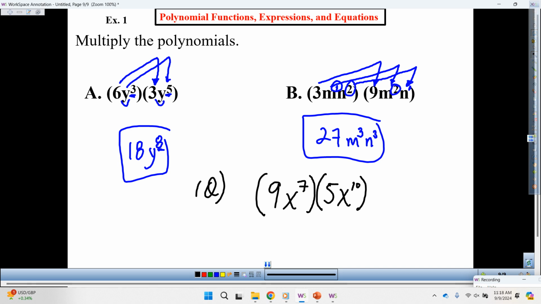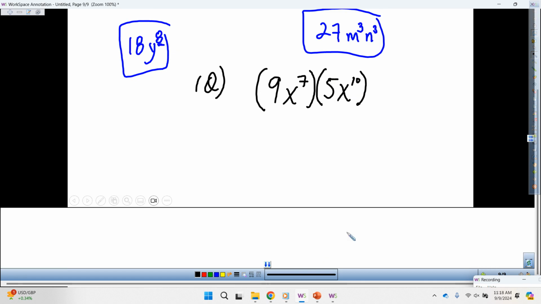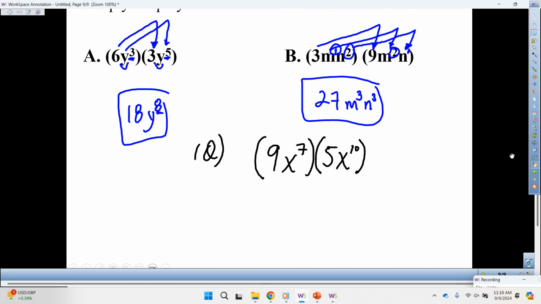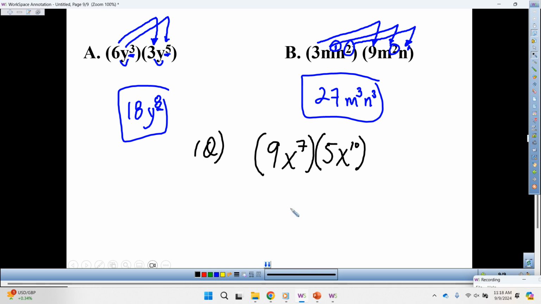All right, do that one by yourself. Tell your neighbor what you got. What'd you get, Mario? 45x to the 17. Hands, if you got that? That is correct. 9 times 5, 45. X to the 7th, x to the 10th. That's 7 plus 10. That's 17.